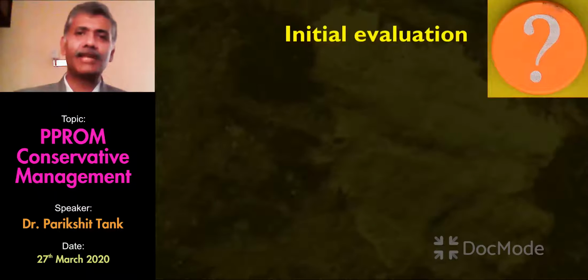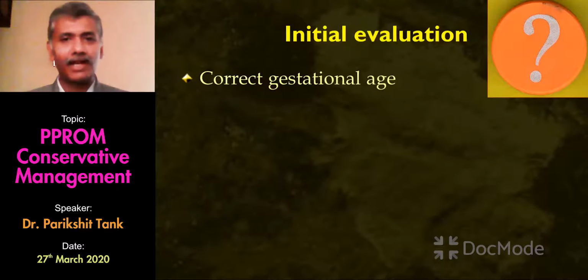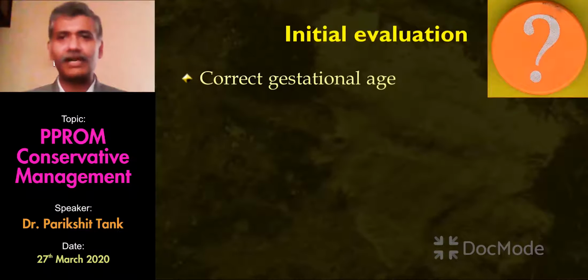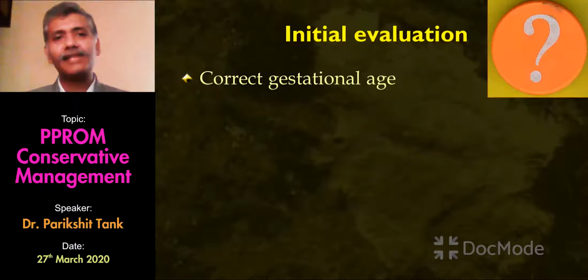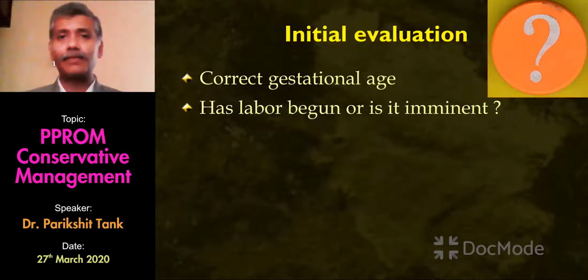So what should be the initial evaluation of this woman who has presented with a preterm pre-labor rupture of membranes? The first thing that we need to do is establish the correct gestational age. Check this again. Check the last menstrual period, check the first available ultrasound, preferably a first trimester scan, and establish what is the gestational age. Because this plays a very important role in terms of counseling, prognosis, the type of interventions that you are going to offer. The next question that we need to ask ourselves is, has labor begun or is it imminent?